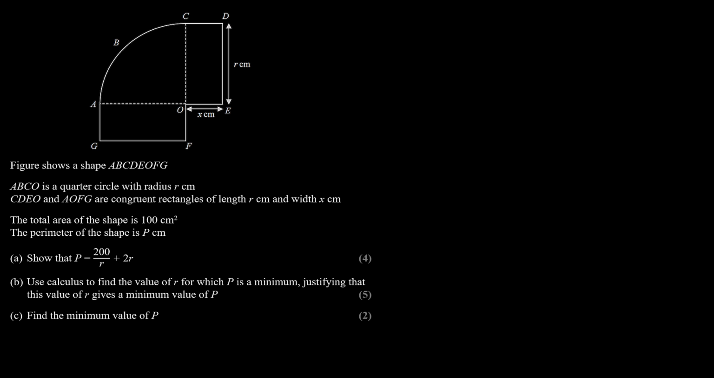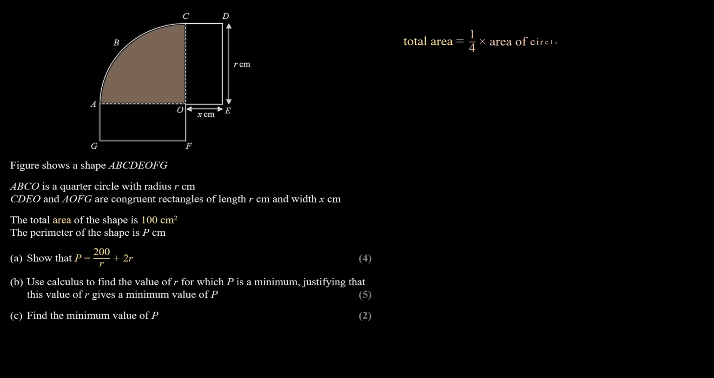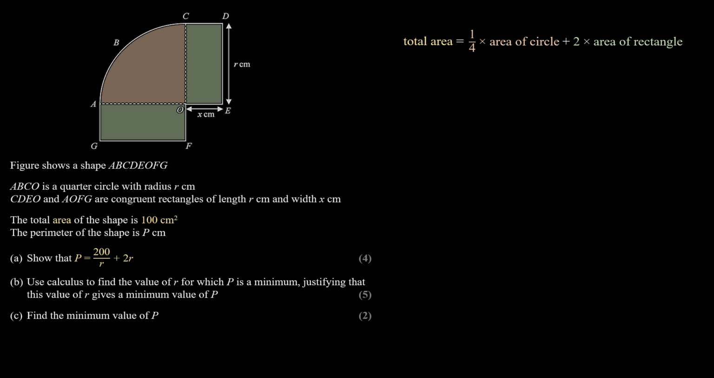The total area of the given shape is 100 square centimeters, and we need to derive the formula for the perimeter of the shape. From the figure, the total area of the shape is the sum of the area of a quarter circle and the area of two congruent rectangles. The area of the quarter circle is 1/4 pi r squared, and the area of each rectangle is rx.